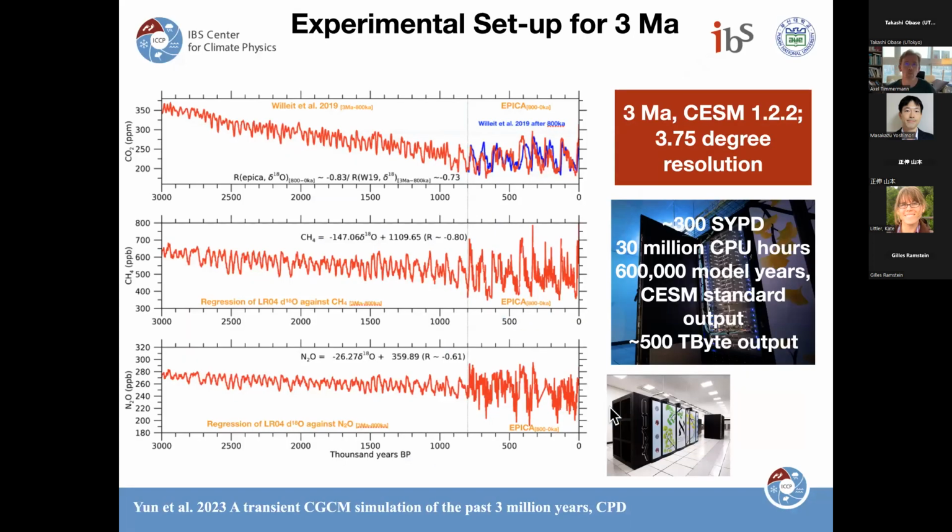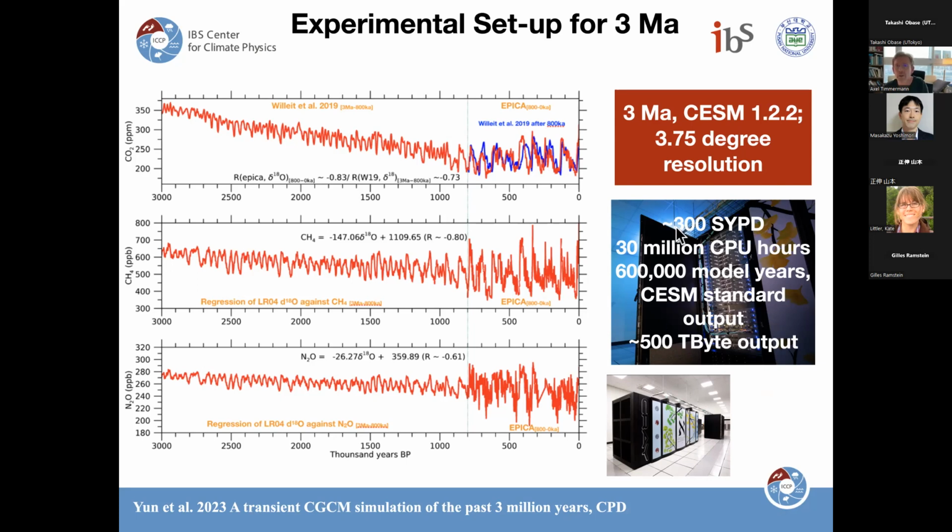Okay, what did we do? We used the Community Earth System Model 1.2.2. That's a fully coupled general circulation model, atmosphere and ocean. And we ran it to cover the entire history of the last 3 million years. The resolution of the simulation is 3.7 degrees. And we can run on our supercomputer Aleph about 300 years per day.